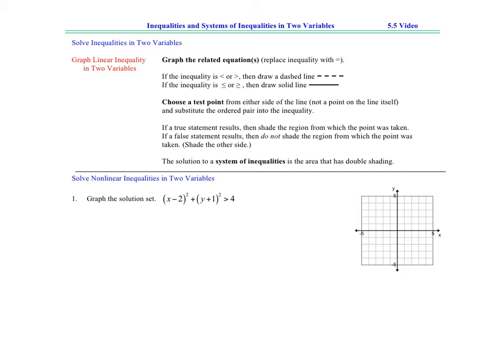Okay, let's look at how to solve a nonlinear inequality in two variables. So we're going to graph this and see what sections of the graph make this inequality true. A couple things that we're going to do.